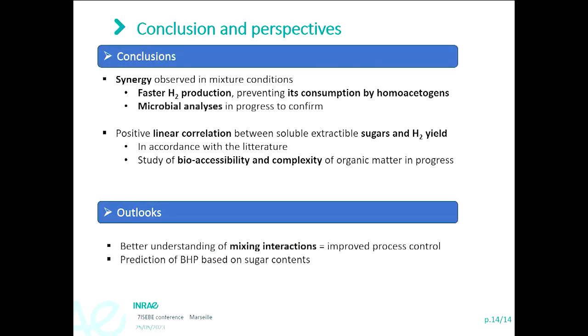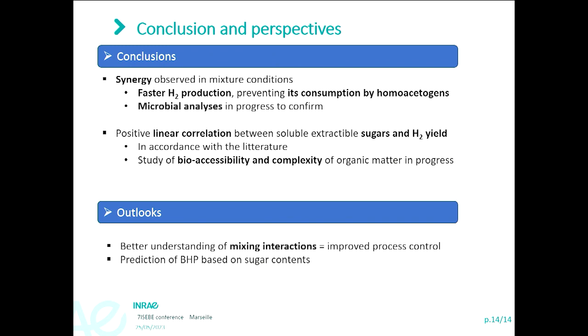As a conclusion, we observed a synergy, positive interactions when we are working in mixture conditions. We observed a faster hydrogen production, and we hypothesized that it can prevent the consumption of H2 by homoacetogens. However, we need microbial analysis to confirm this hypothesis. We also observe a positive linear correlation between the soluble extractable sugar contents and the hydrogen yield, and these results are in accordance with the literature.